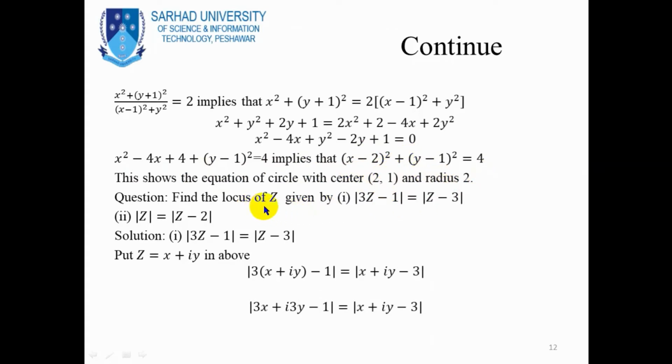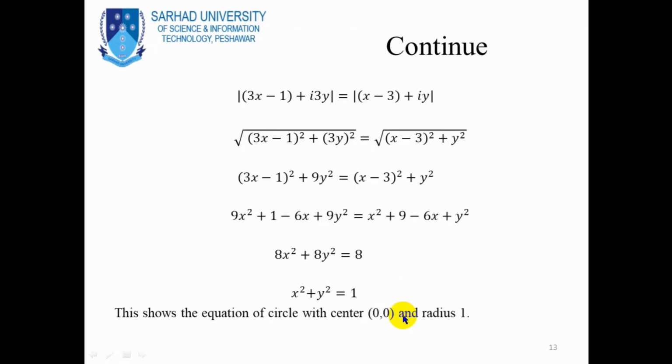Now to find the locus of the z given by this relation, magnitude of 3z minus 1 is equal to magnitude of z minus 3, and magnitude of z is equal to magnitude of z minus 2. For the first part, magnitude of 3z minus 1 is equal to magnitude of z minus 3. So putting z is equal to x plus iota y, we have magnitude of 3 into (x plus iota y) minus 1 is equal to magnitude of x plus iota y minus 3.